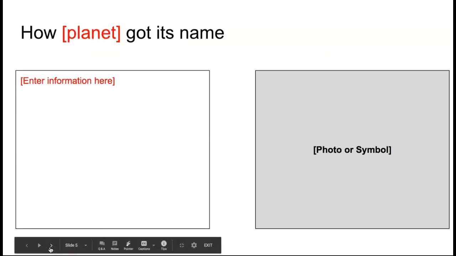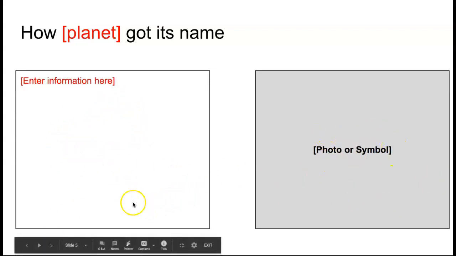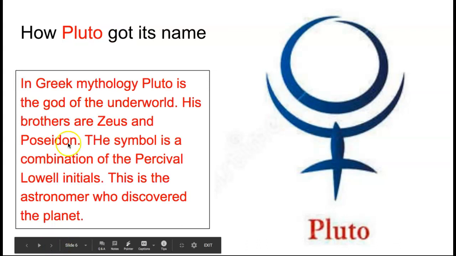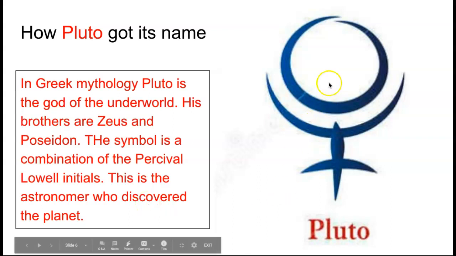The first one you're going to do is where the name comes from. This area here is where you'll put your information. This is the area you can put a picture. It does not need to fit this size. This is just a guide. So here is mine. Pluto is from Greek mythology. In Greek mythology, Pluto is the god of the underworld. Here's the symbol.